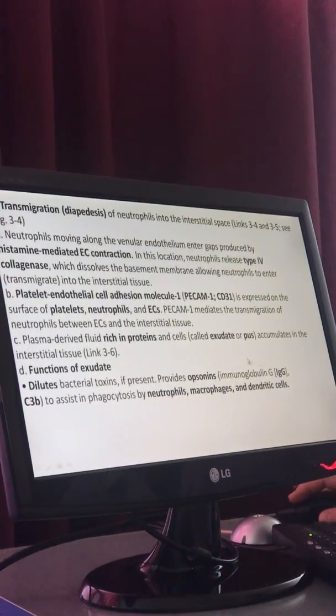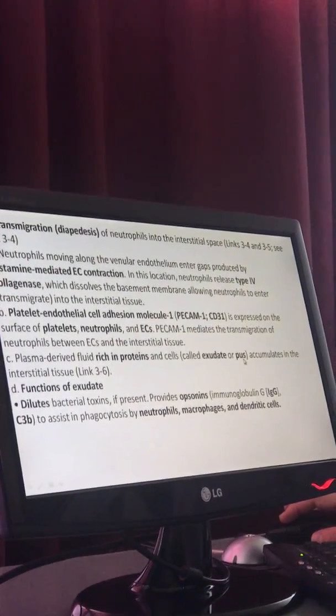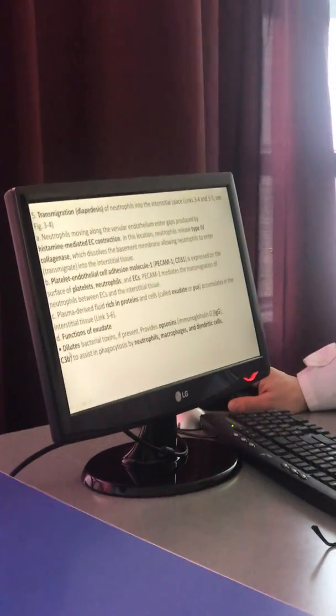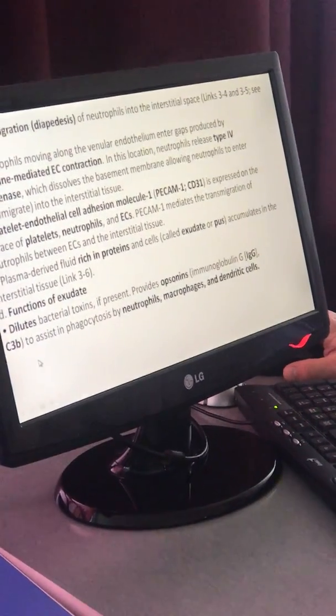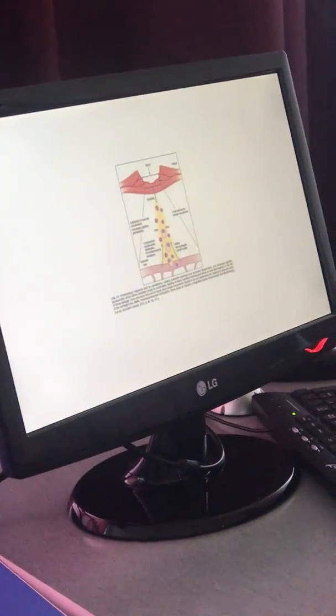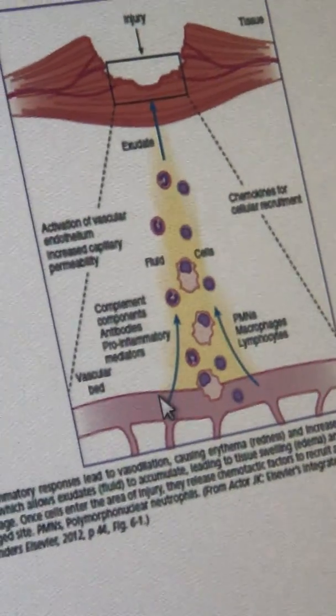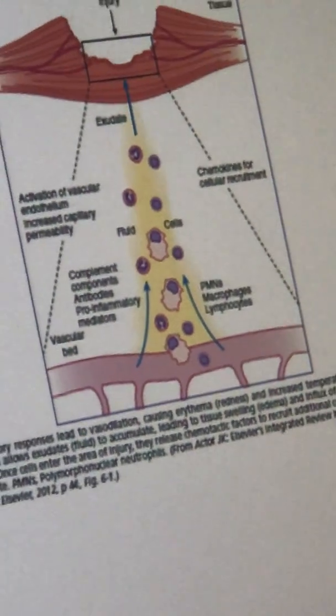And then I explained the exudate, or also we say pus. Exudate or pus in comparison with transudate is rich in proteins. One function of exudate is dilution of bacterial toxins, another is providing opsonins including IgG, C3b, and also some proteins such as CRP, that assist in phagocytosis by neutrophils, macrophages, and dendritic cells. This is a picture showing an injury in skeletal muscle tissue, and the vascular and cellular events which transmigrate the inflammatory cells together with exudate toward the injurious area.